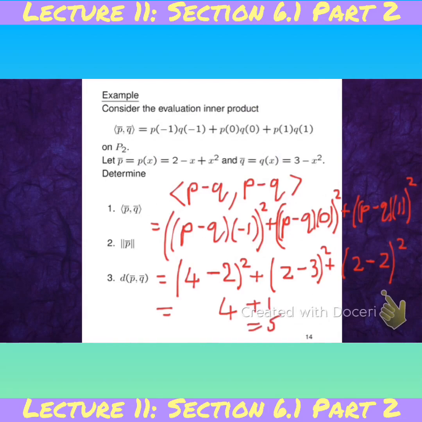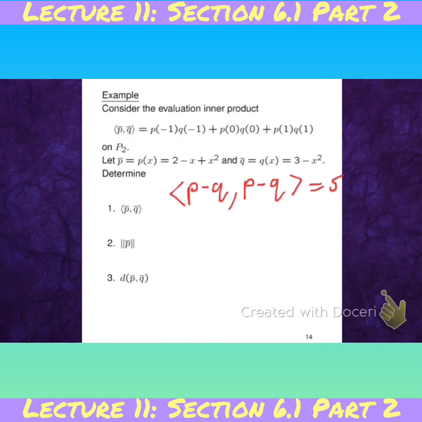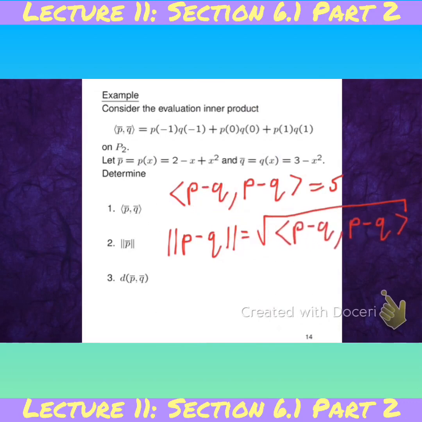Okay, so what is the actual distance between those two vectors? We calculated that as 5, and so the distance is going to be the norm of the vector P minus Q, which is going to be the square root of which product? It's going to be the product that we just calculated, and so that is going to be the square root of 5. Okay, so that is how this evaluation inner product works. That is the norm or the distance in terms of this evaluation inner product.